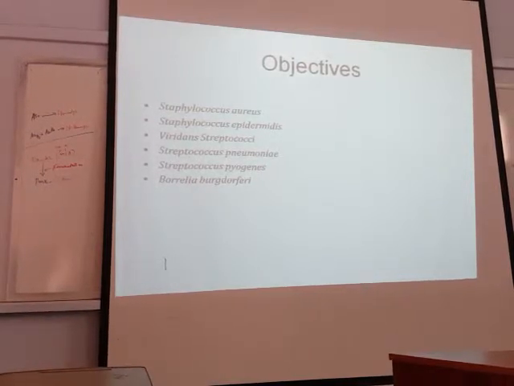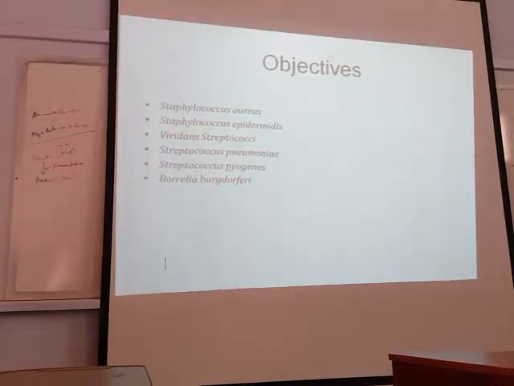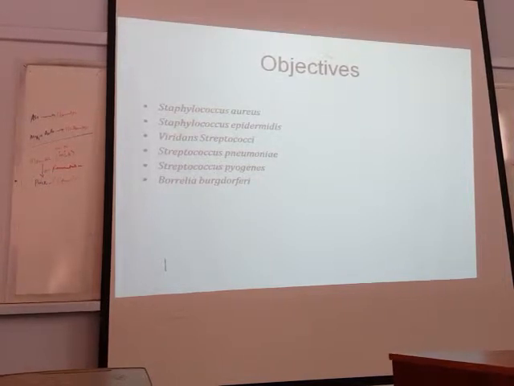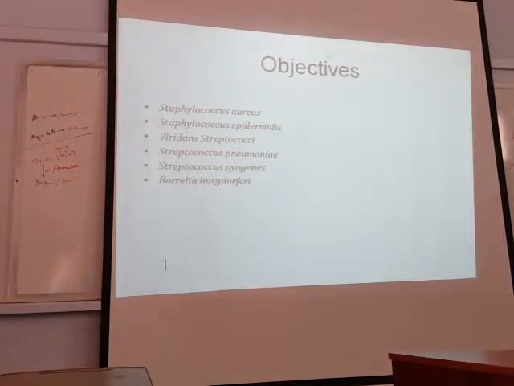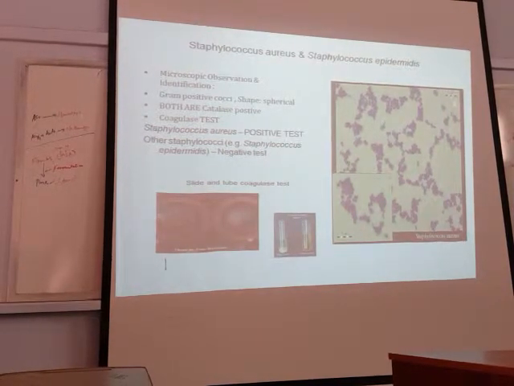So let us talk first about Staphylococcus aureus and epidermidis. How to differentiate the two and how to isolate the two. Is there any difference or not? We will see. If you see under the microscope, you will find Staphylococcus grape-like structure. So at that moment, you can say it is a Staphylococcus, but you cannot say, is this aureus, is it epidermidis, is this another? So you need further examination. So let's go for Staph aureus and Staph epidermidis.